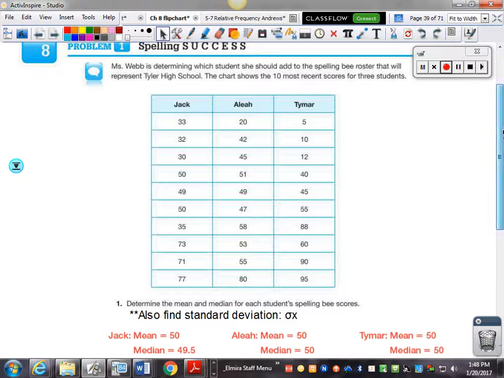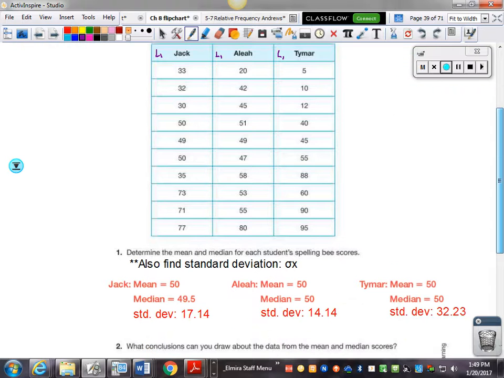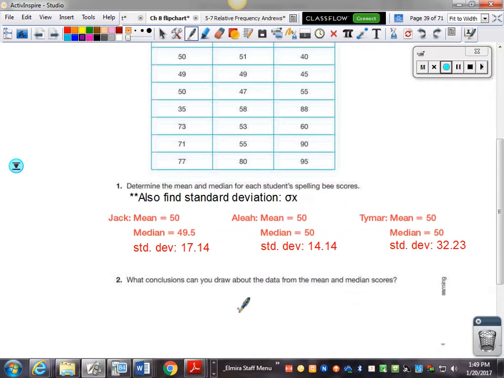So we're going to calculate something called standard deviation, and again, this would be just putting your data into your L1 and pulling that off your one variable stat screen. We did each one separately, and we found 3 separate standard deviations.